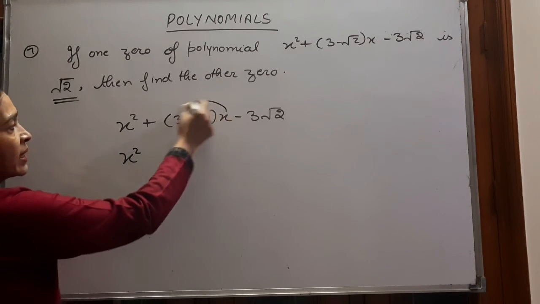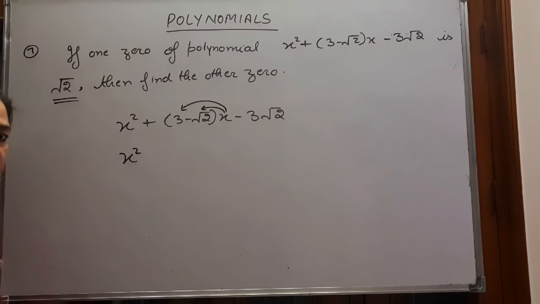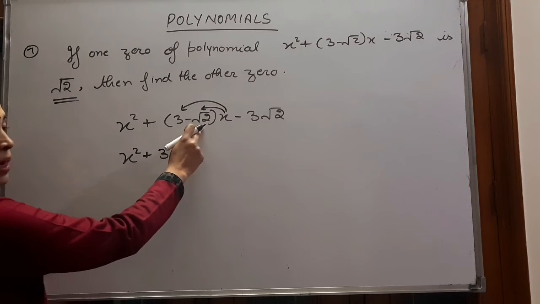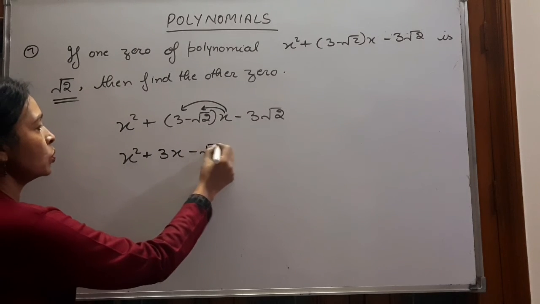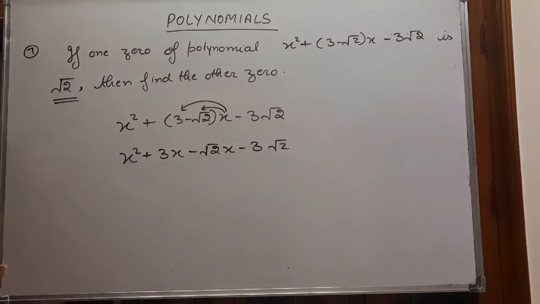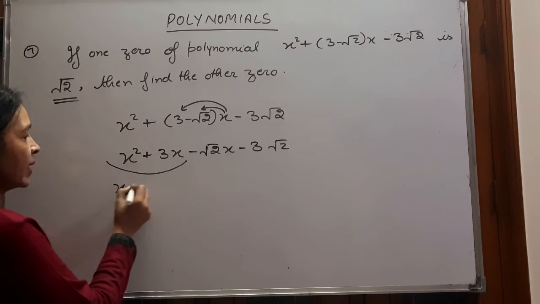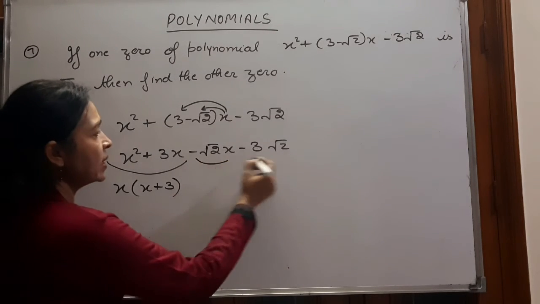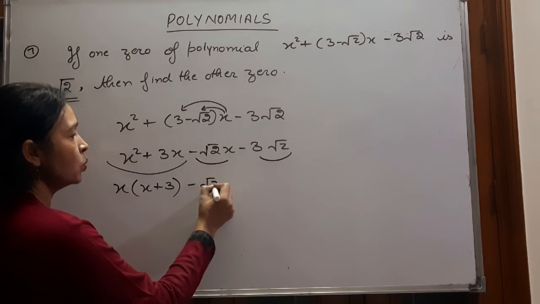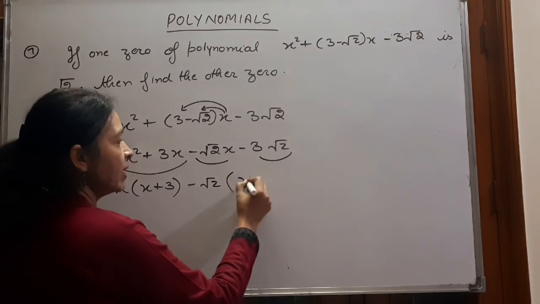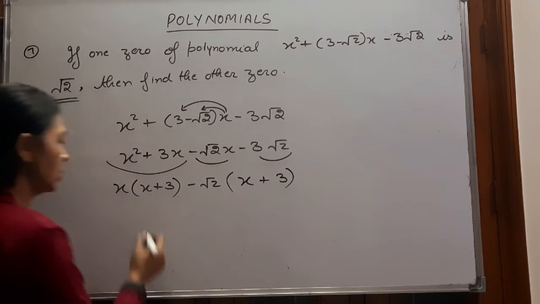We have 3 minus root 2 into x. Let's multiply x with both these terms. We have x square plus 3 into x, 3x, minus root 2 into x, minus root 2x, minus 3 root 2. We have 4 terms. Taking these two terms first, what is common? X. What is left? X plus 3. What is common in these two terms? Minus root 2. We have taken minus out, so the sign inside will change. We have x plus 3.